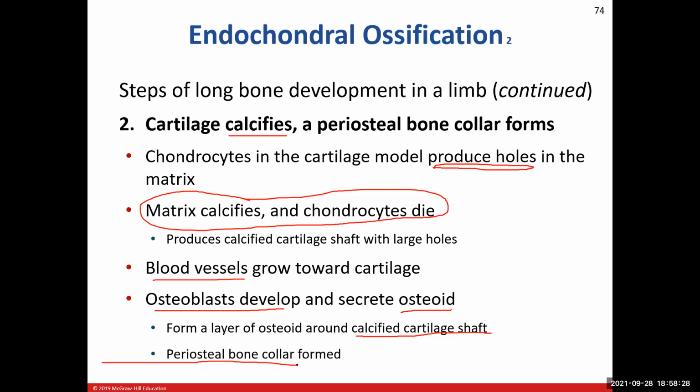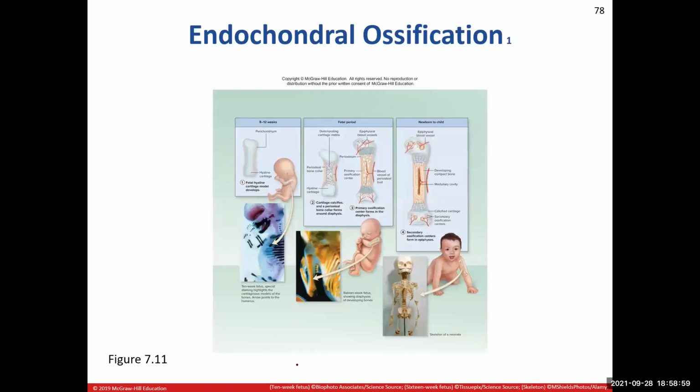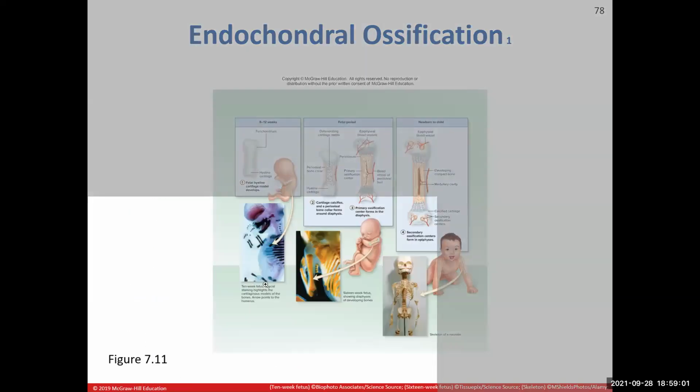And as a result, you'll get these large holes there. As a result, blood vessels can now migrate into the cartilage matrix because there's holes there and they can move throughout. Osteoblasts move in. They secrete the osteoid around the calcified cartilage shaft there, the remains. And we see, in the diaphysis of our little mini humerus, we start to get this structure called the periosteal bone collar. So that's what we see here in step 2.